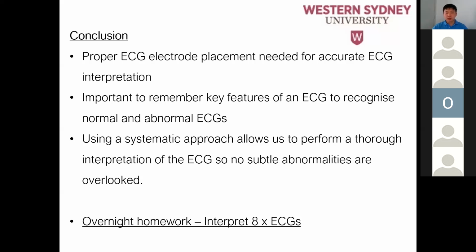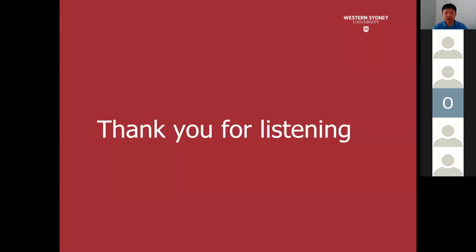So I've asked Paul to give all of you some overnight homework, and there's just 8 ECGs for you to interpret. Try your best. I'll go through the answers tomorrow. If you haven't listened to or gone through Dr. Eshu's lecture, I suggest you do, and then you'll have more of a detailed look at the different types of abnormalities that can happen in an ECG. And that's it. Thank you for listening.